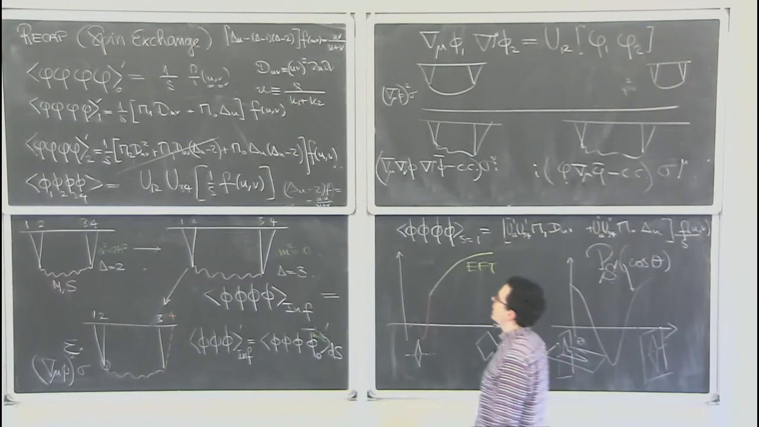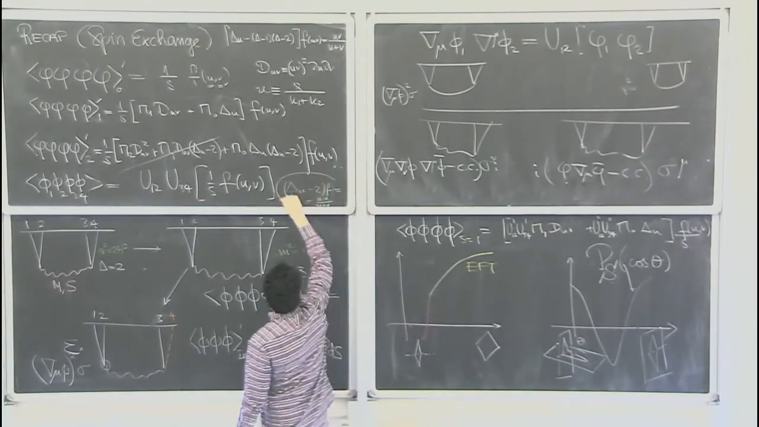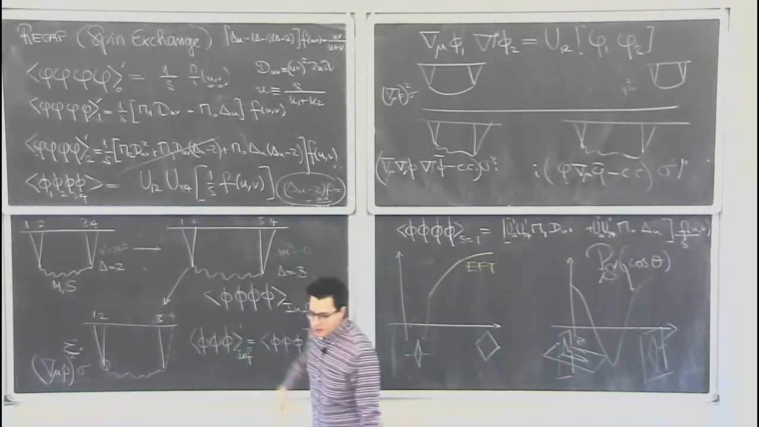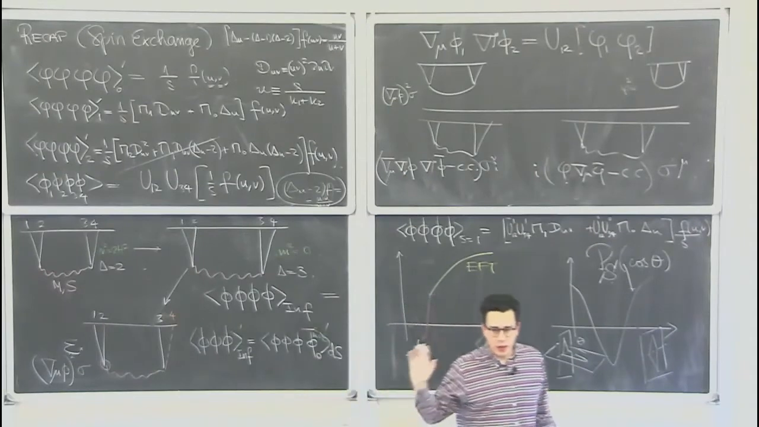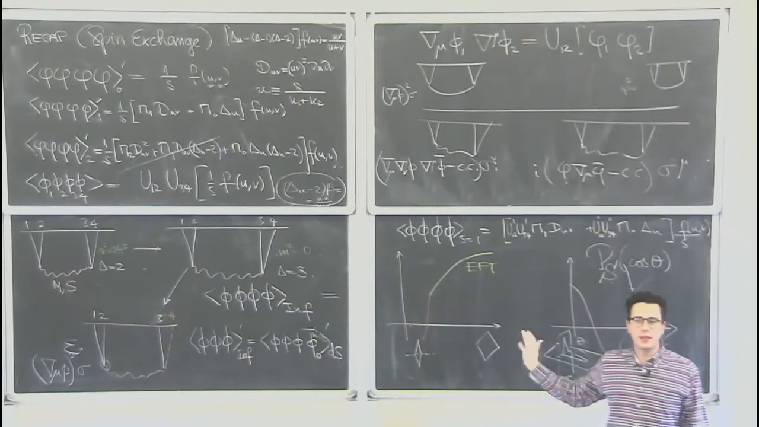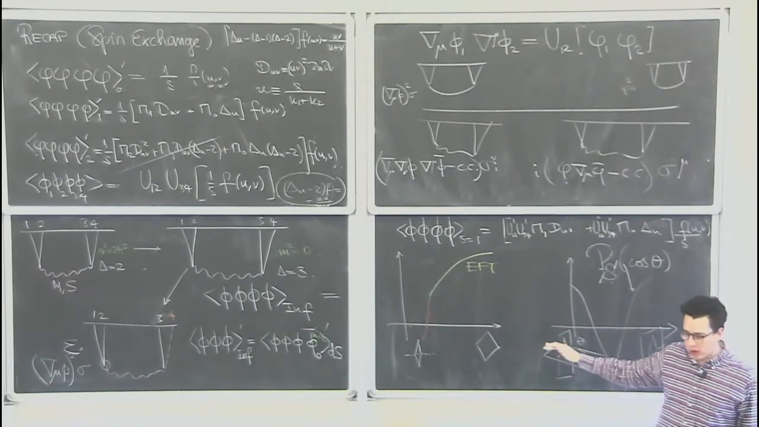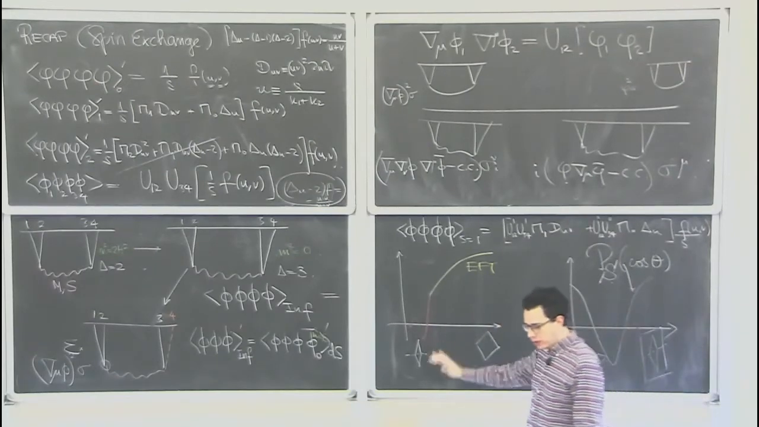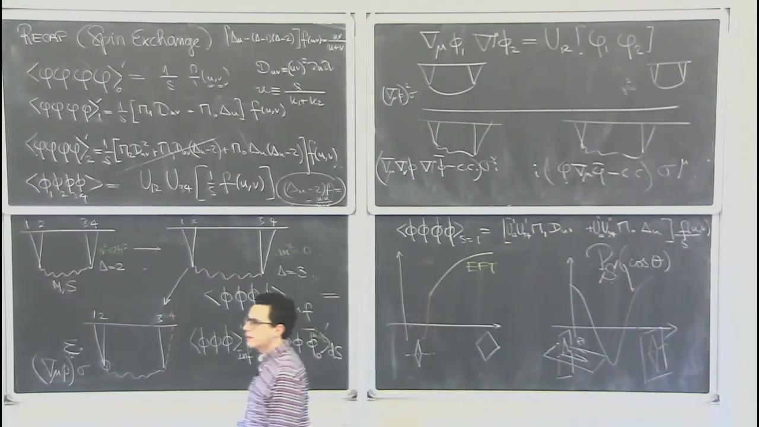So all the dynamics was inside of this formula, and everything else is kinematic. So that's the power of doing things in quasi-de Sitter, that you don't have to do any more work. Everything else just follows from pure kinematics. Okay?